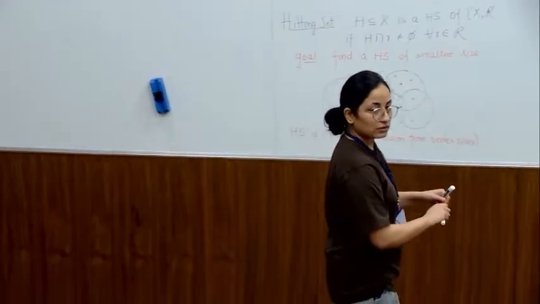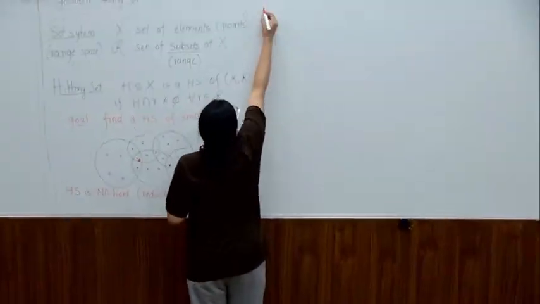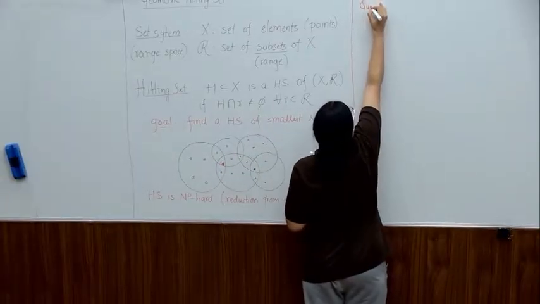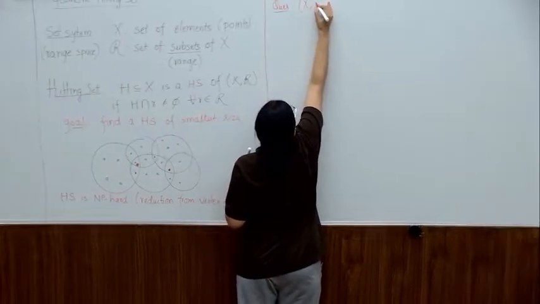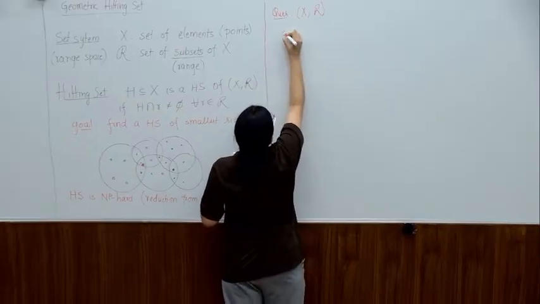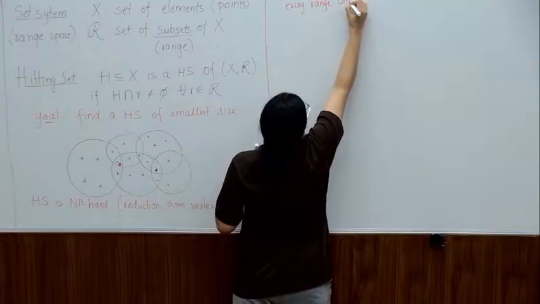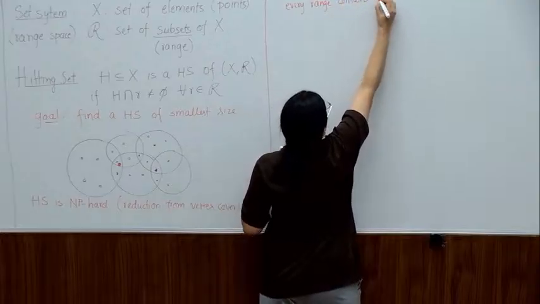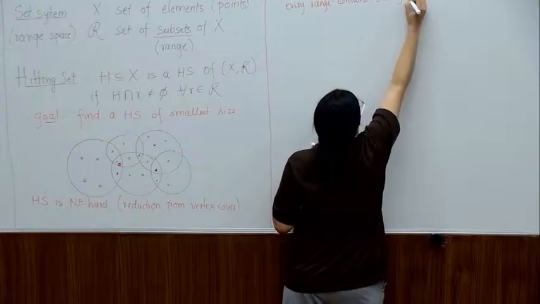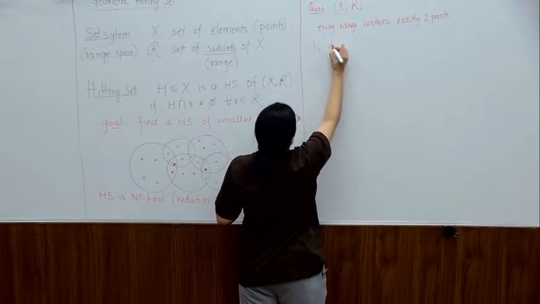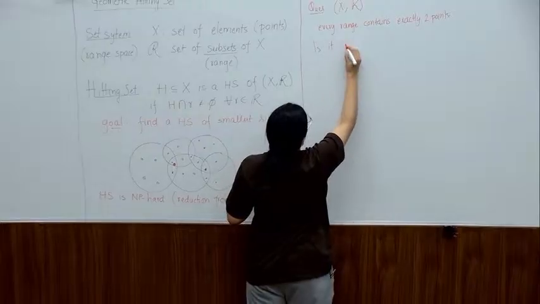Got the question? I have a range space, and every range contains exactly 2 points. The question is, is it still NP hard?